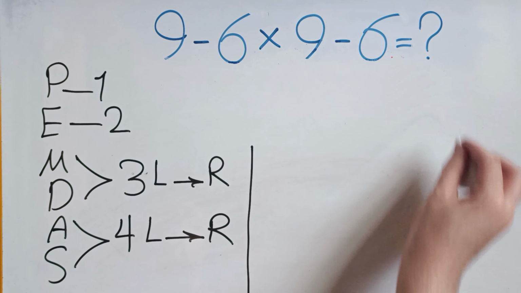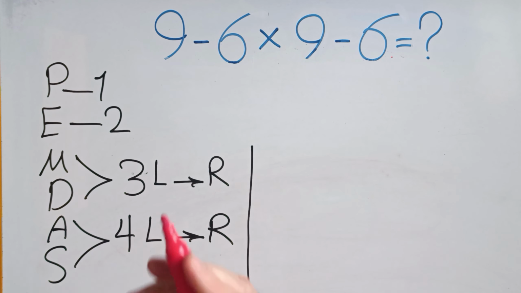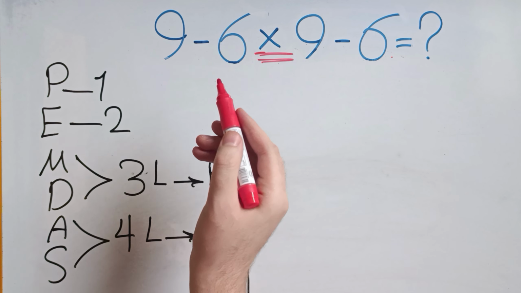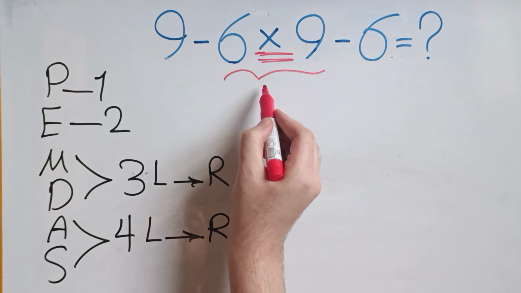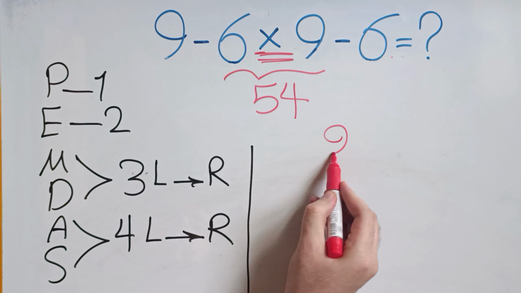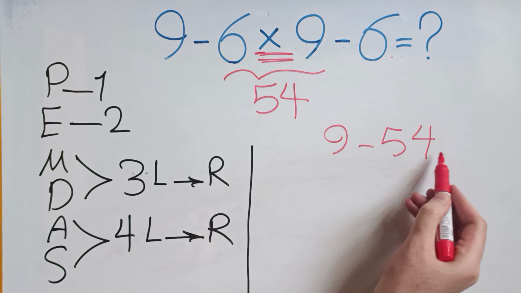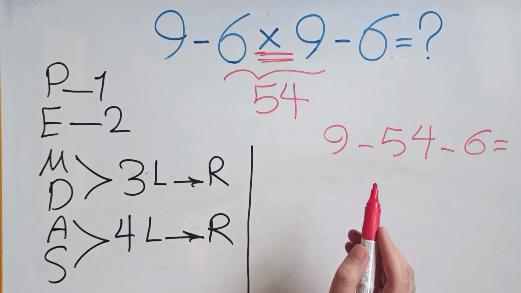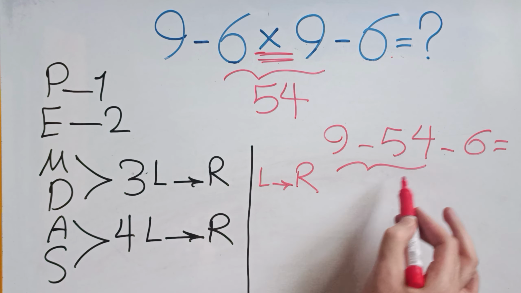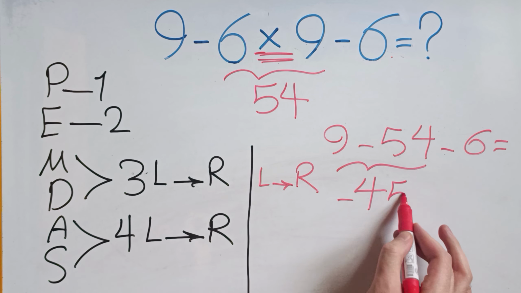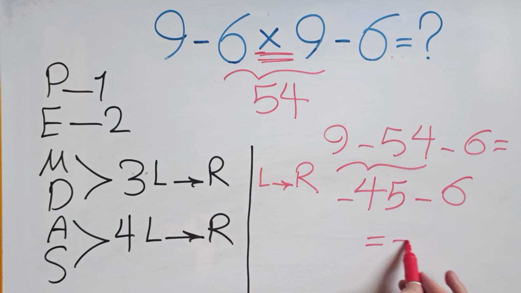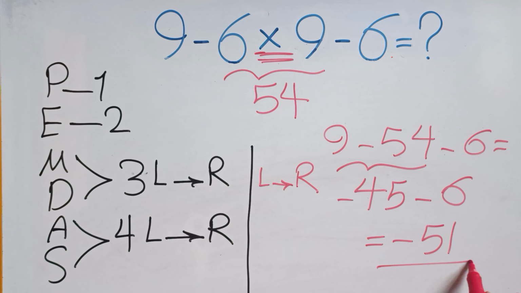Now let's get back to the video. According to the PEMDAS rule, we do the multiplication first. 6 times 9 equals 54. So the expression becomes 9 minus 54 minus 6. Then we solve the expression from left to right. 9 minus 54 equals negative 45. And finally, negative 45 minus 6 equals negative 51.